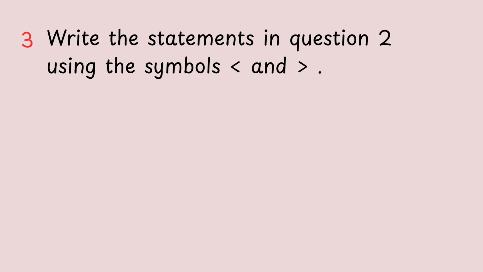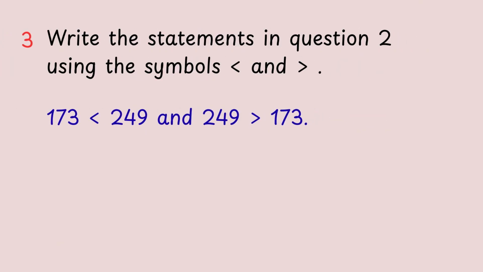So let's think about our first sentence. 173 and 249. Since 249 is a bigger number, the alligator's mouth opens up wide toward 249. And we read this from left to right as 173 less than 249. And for the second sentence, 249 is greater than 173. So the alligator's mouth opens up wide to the bigger one. So we can read this from left to right. That will be 249 greater than 173.